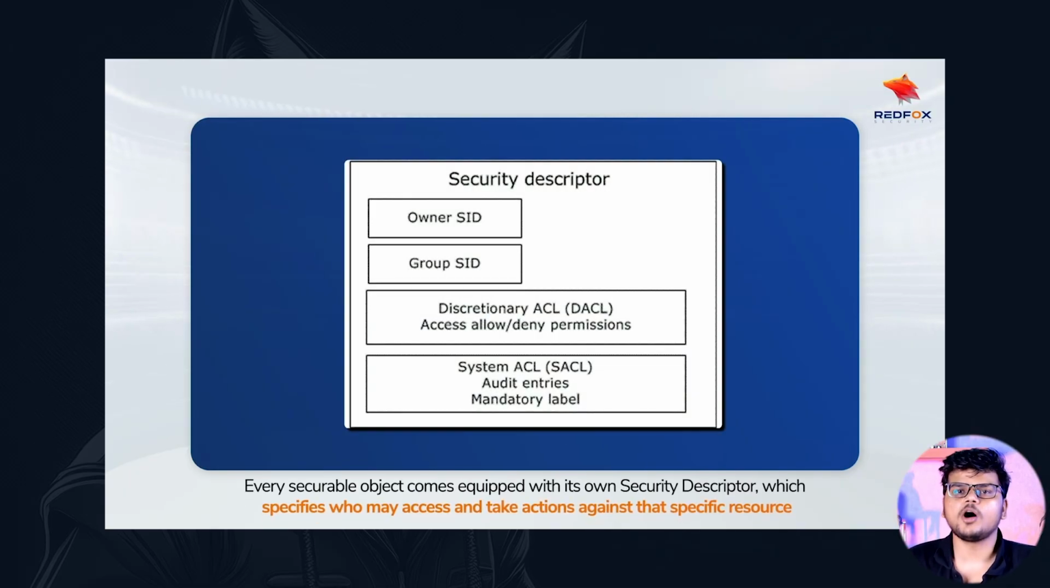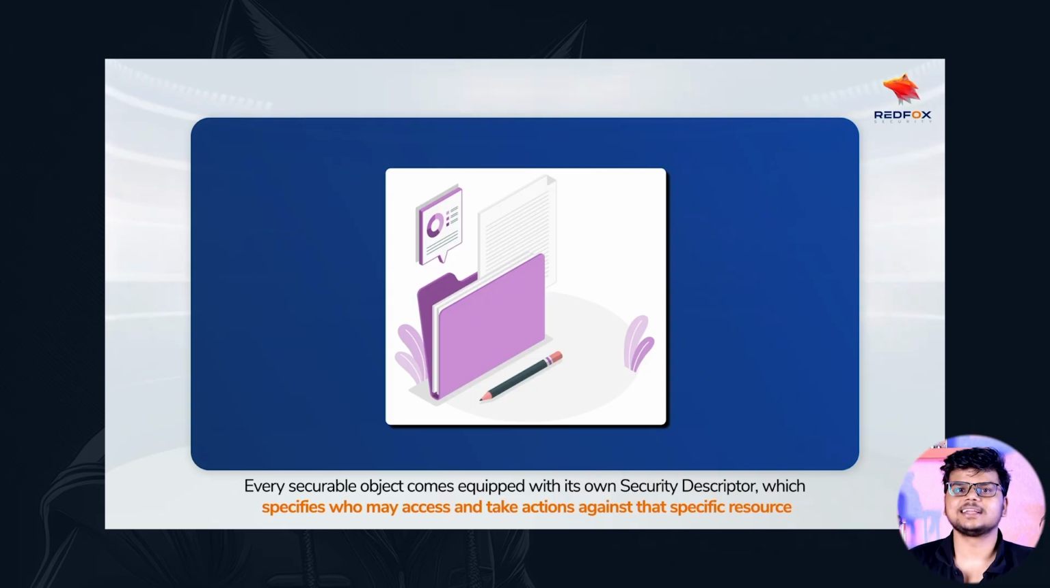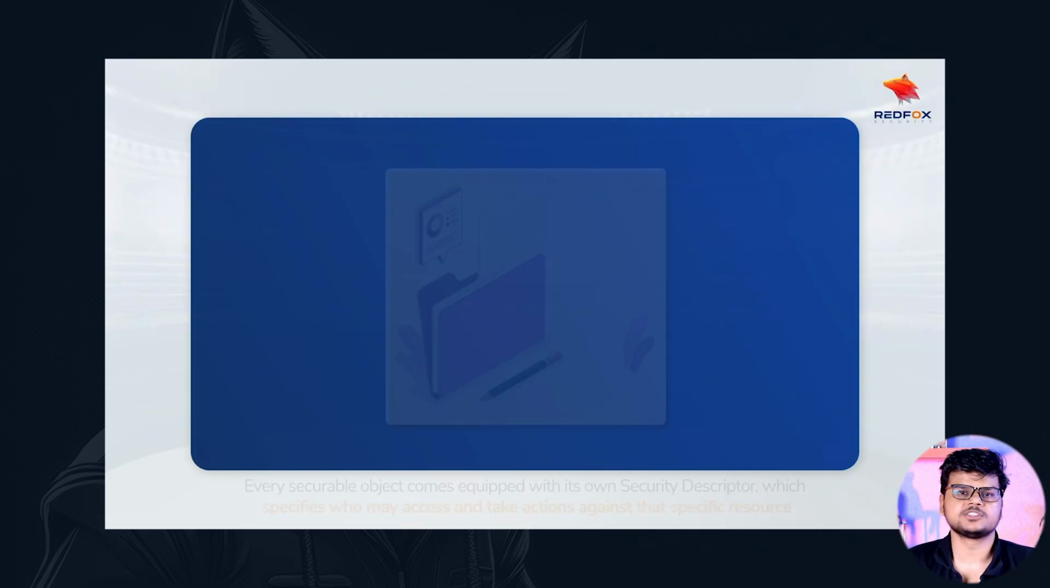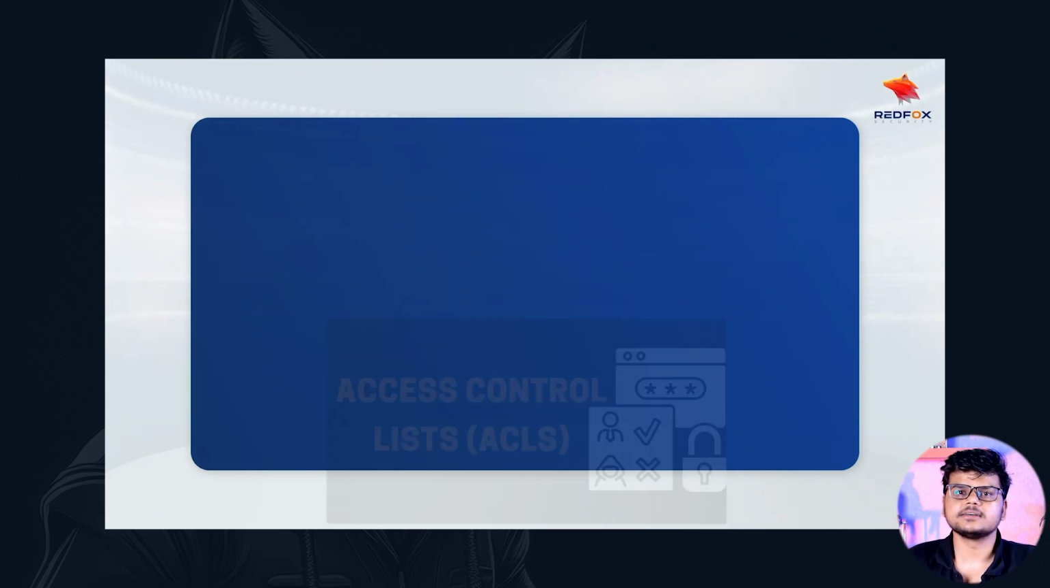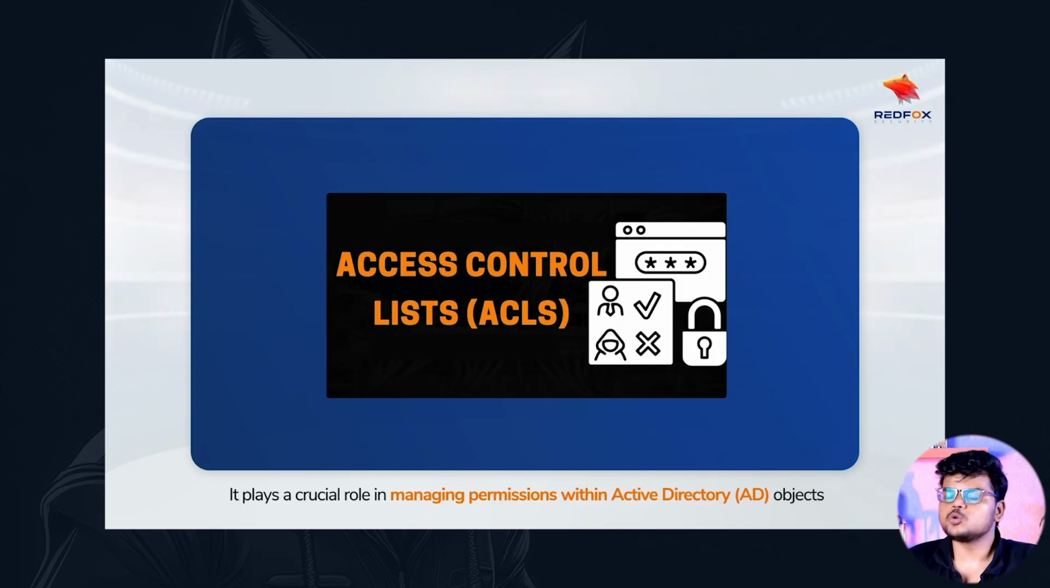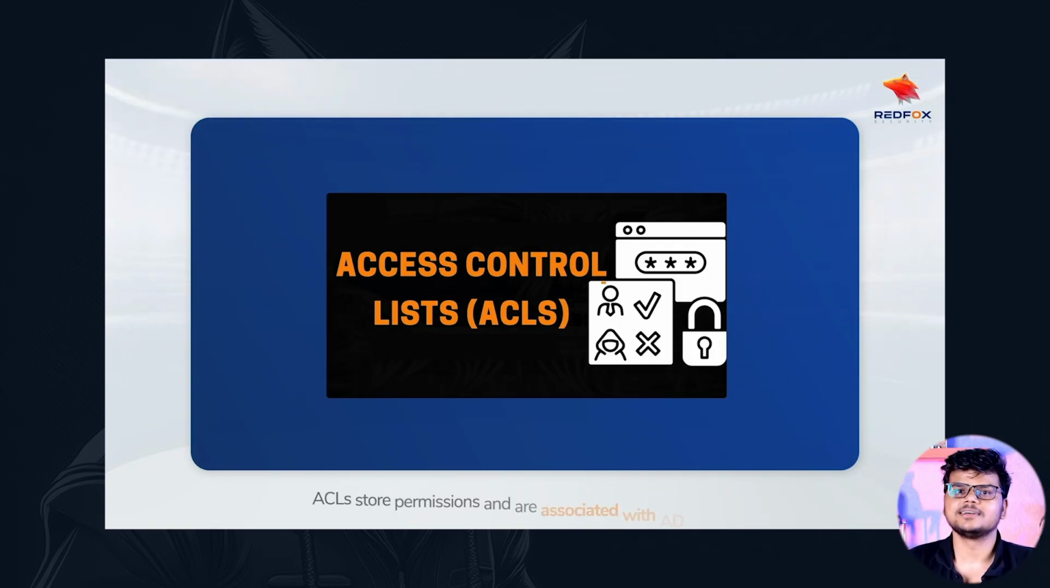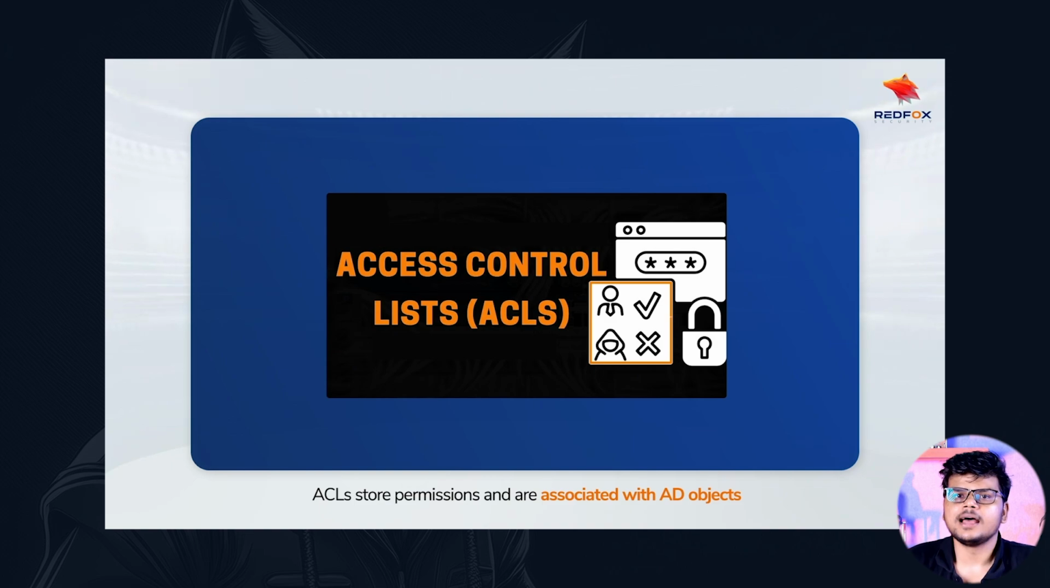Every securable object comes equipped with its own security descriptor, which specifies who may access and take actions against that specific resource. Access control lists, ACLs. They play a crucial role in managing permissions within Active Directory objects. ACLs store permissions and are associated with AD objects.